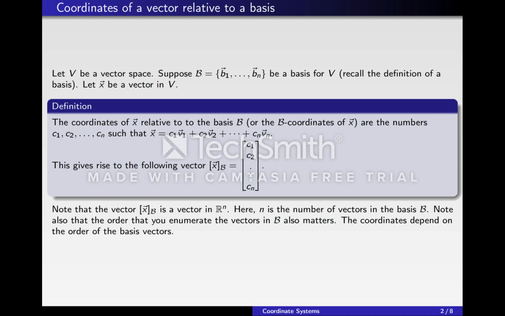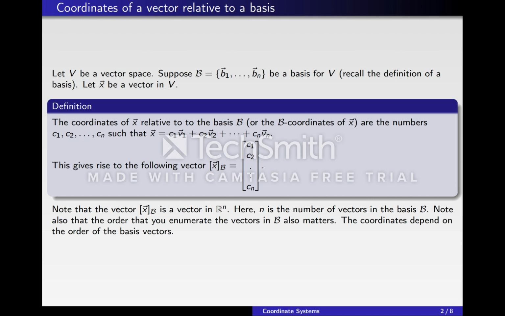And just quickly recall the definition of a basis of a vector space. A basis is just a set of vectors in V that is linearly independent and spans all of V. Right. So now let's take a vector x in V.